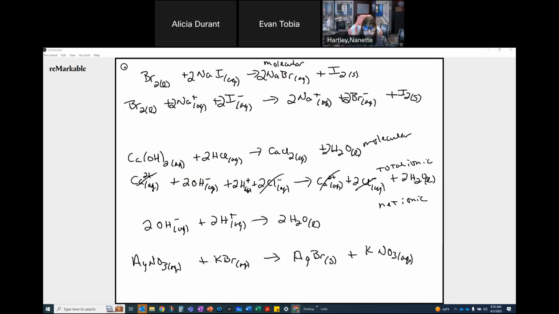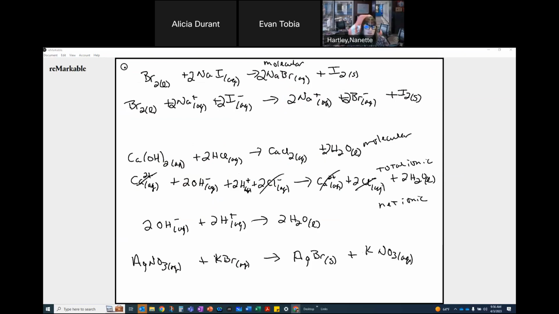Now I need to make sure that everything's balanced. Does it look like everything is balanced? Silver 1 and 1, nitrogen 1 and 1, oxygen 3 and 3. Oh, this one actually is balanced. Okay. Yes, it is. So that part's fun and easy.